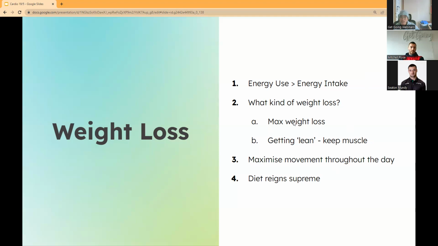And then the third point is you want to maximize movement throughout the day. Okay. So it's all well and good to do a quote unquote cardio session, a dedicated cardio session a couple of times during a week.